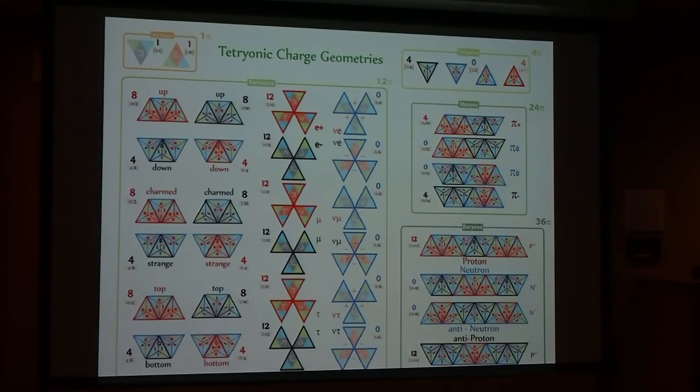So you may have heard of the idea of neutrino oscillations, that neutrinos can change between their different flavors over time. Tetryonics predicts that they do change, but they only change one way. They only decay from high energy to low. They don't actually oscillate back. And then once again, we have the mesons here, which are just two quarks joined together, and all the baryons, protons, neutrons, antineutrons, and antiprotons, as well as these tetraons.